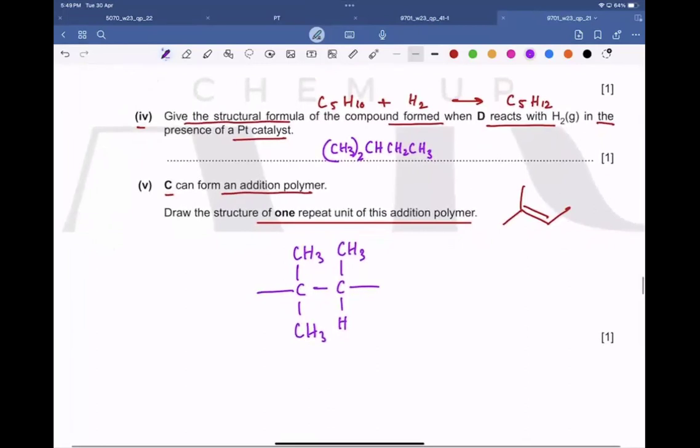No, there is no need of a bracket over here. But you have to make the empty bonds on both sides. Okay. Just give me a minute.